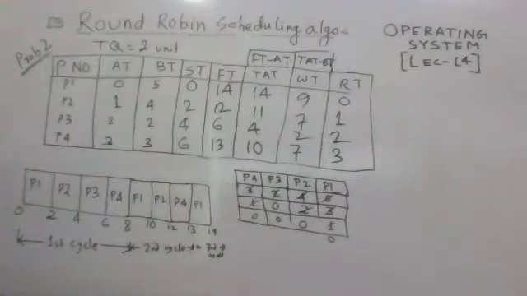Now in the next lecture we have to study the multi-level queue scheduling algorithm and the last algorithm, that is the multi-level feedback queue scheduling algorithm. Okay, so there are two algorithms remaining: multi-level queue scheduling algorithm and multi-level feedback queue scheduling algorithm.